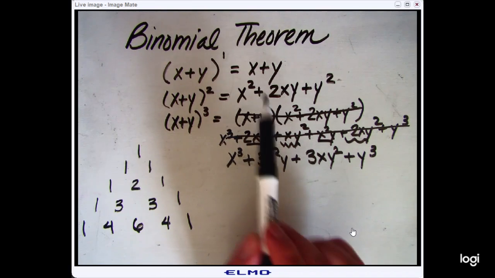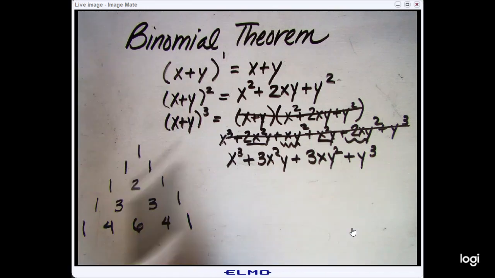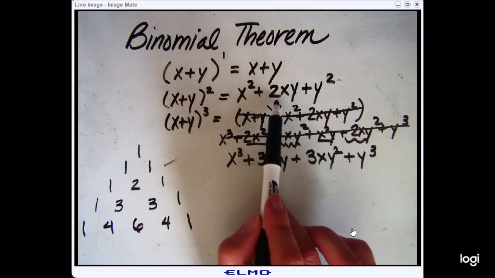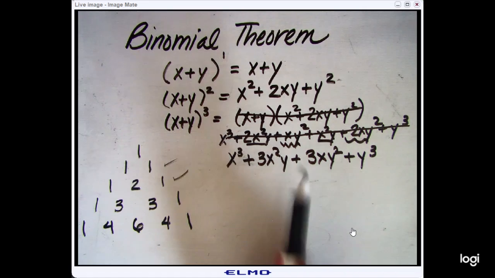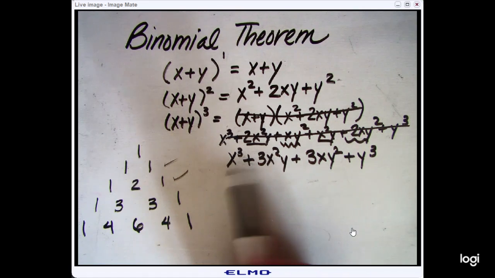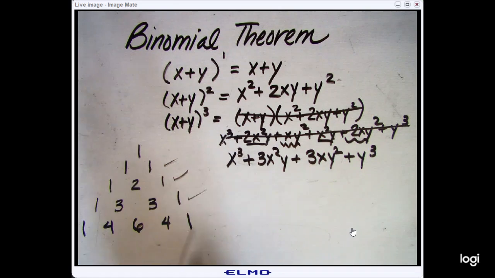Now let's see what we've got here. 1x plus 1y. All right. 1x squared plus 2xy plus 1y squared. 1, 2, 1. Does that pattern hold on the next one? 1, 3, 3, 1. Huh.